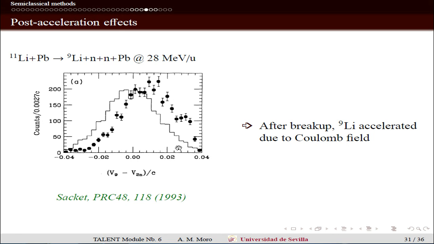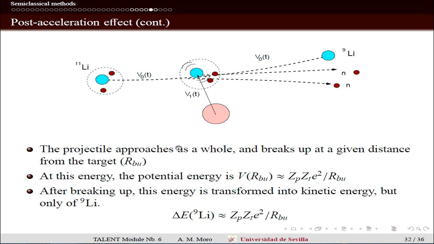But this is not the case. You see that it is shifted experimentally to some positive value, and this means that the lithium-9 is accelerated with respect to the neutrons. They come out with the same velocity, roughly, because they are inside the lithium-11, but when it breaks down, the lithium-9 accelerates, and the neutrons continue with essentially the same velocity. So this is not described with the first order approximation. One has to go to higher orders.